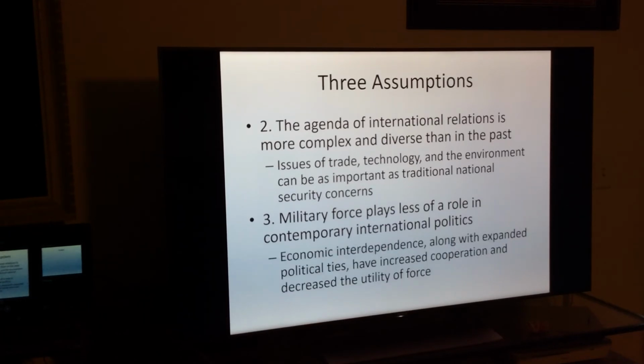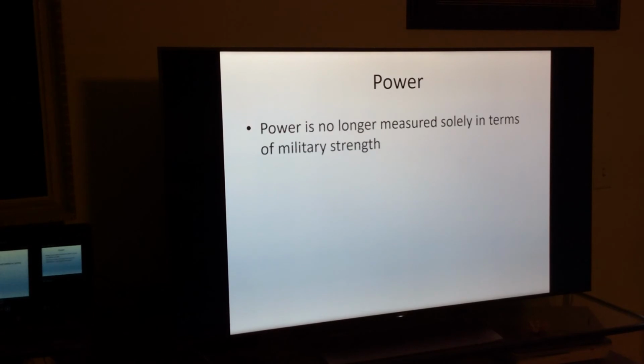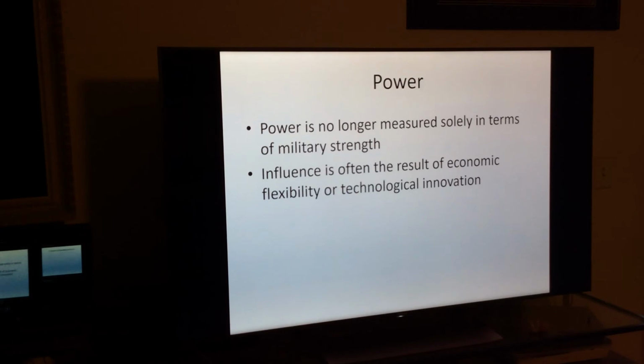So economic interdependence, along with expanded political ties, has increased cooperation and decreased the utility of force. Because we don't want to go to war with China because we'll be bombing our own factories. They don't want to go to war with us because we buy Chinese goods. So we're interconnected. Less use of military force. Power is no longer measured solely in terms of military strength. Influence is often the result of economic flexibility or technological innovation. So not only having a strong military, but now a strong economy and technological advancement shows that you are a powerful nation.